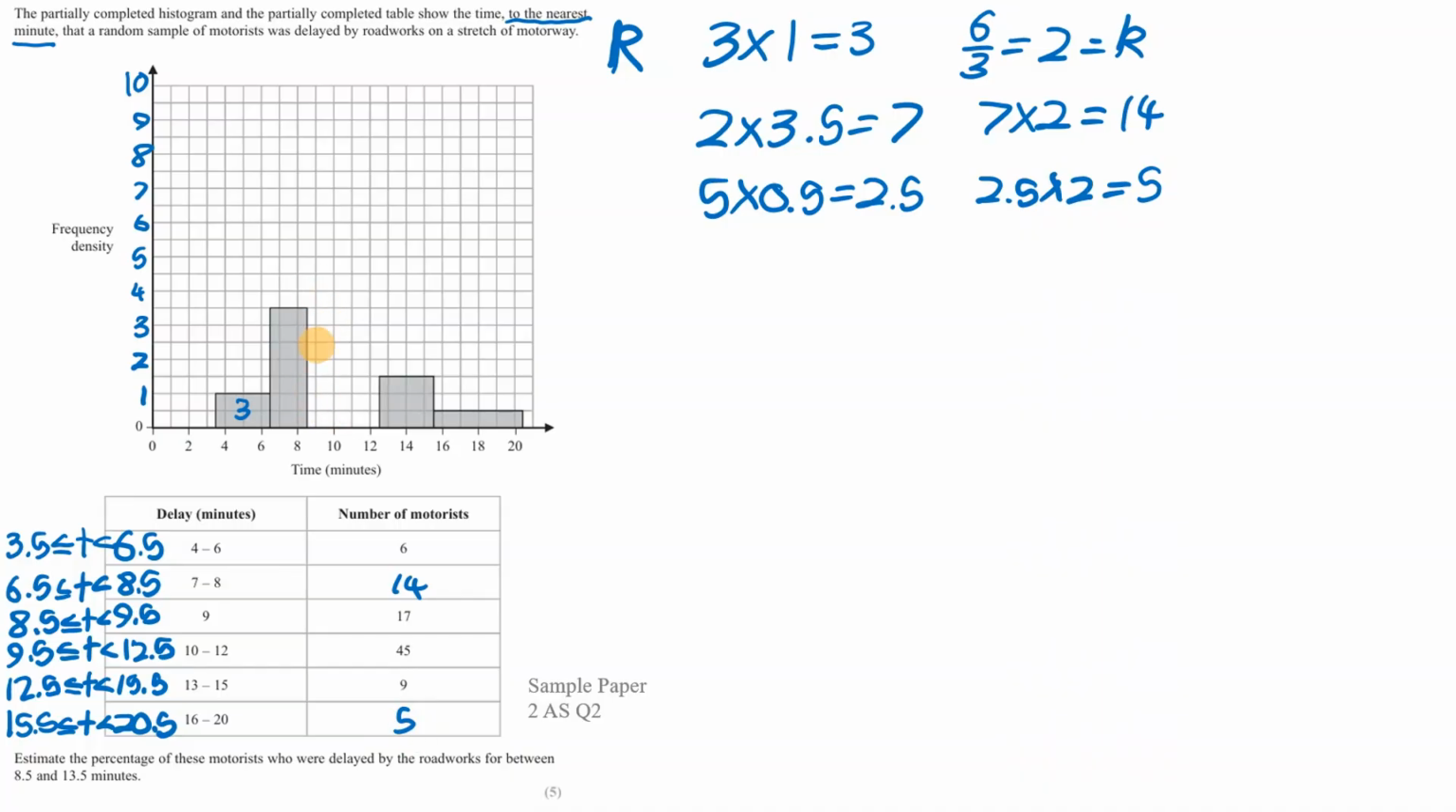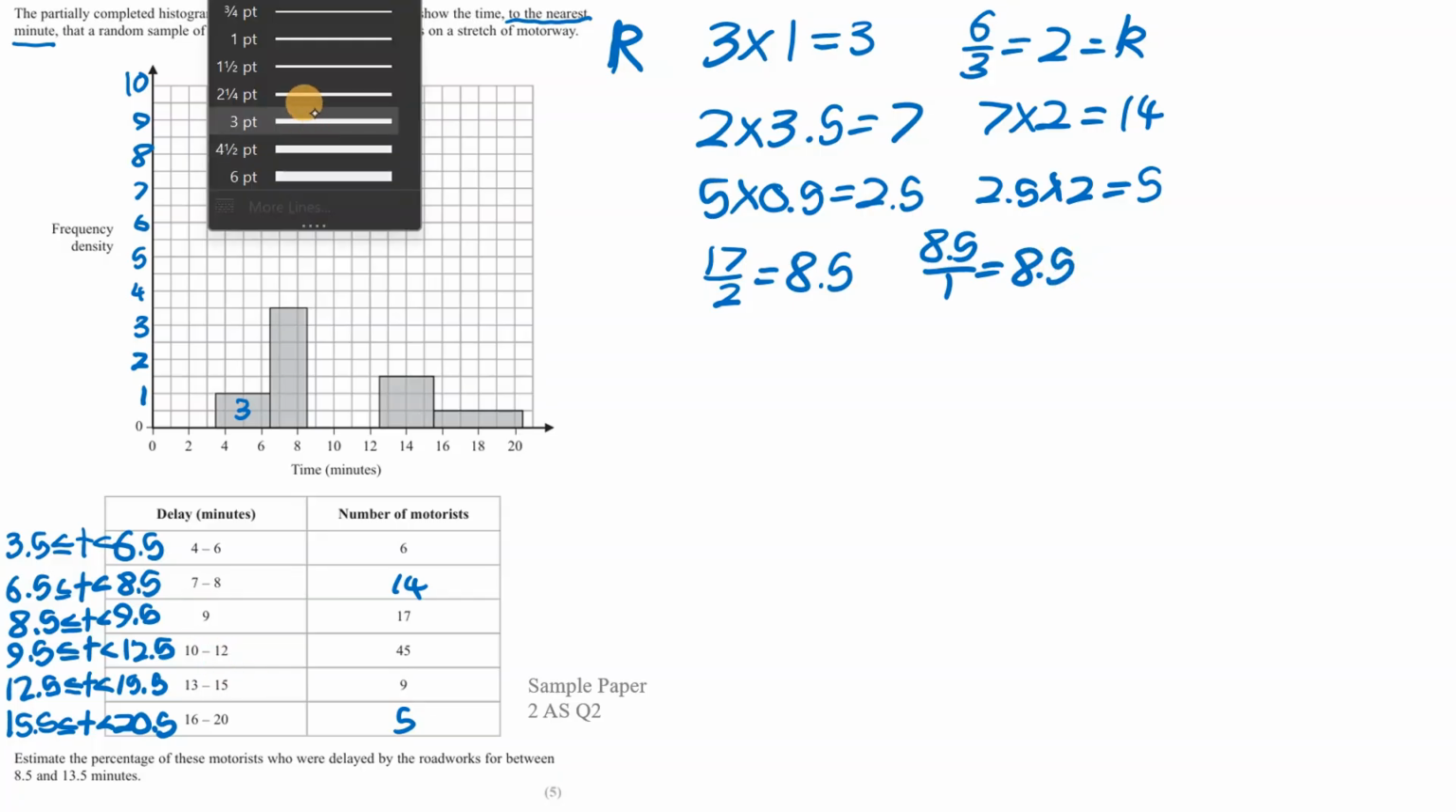So now we need to find the bars of 9 and 10 to 12. So let's start with 9. The frequency is 17. Now remember, k is 2. So we're going to do 17 divided by 2, which is equal to 8.5. So this is going to be the area of the bar. Now the width of the bar is between 8.5 and 9.5, so it's going to be 1, the width, so 8.5 divided by 1 is equal to 8.5, so this is going to be the height of this bar 9 here.